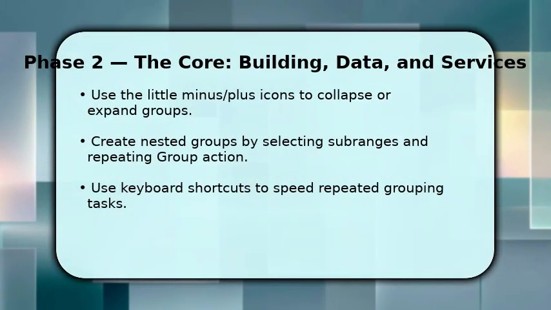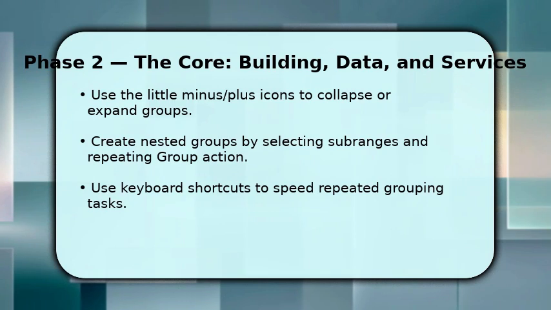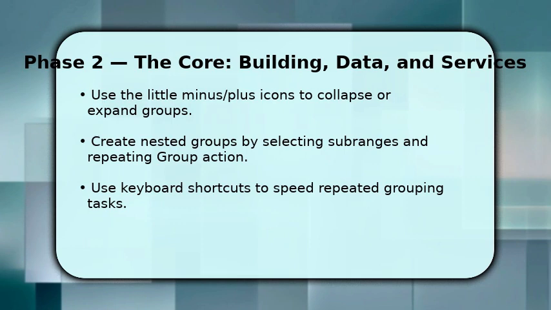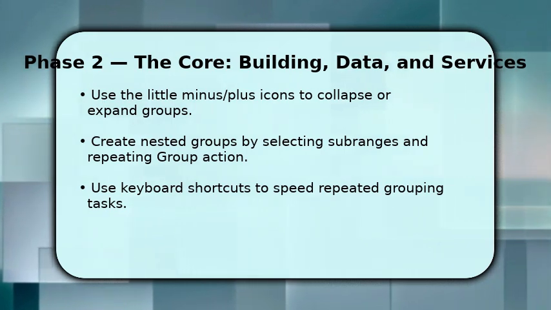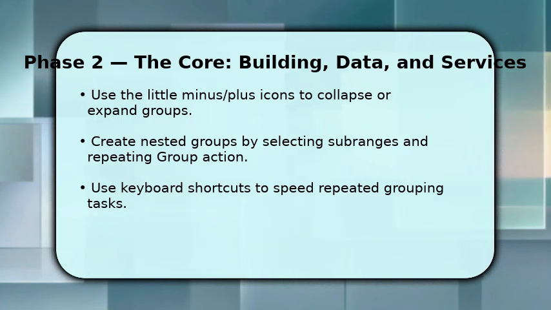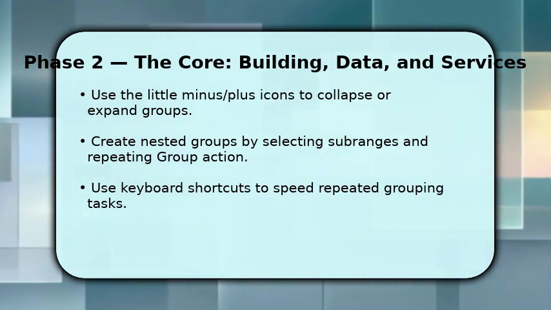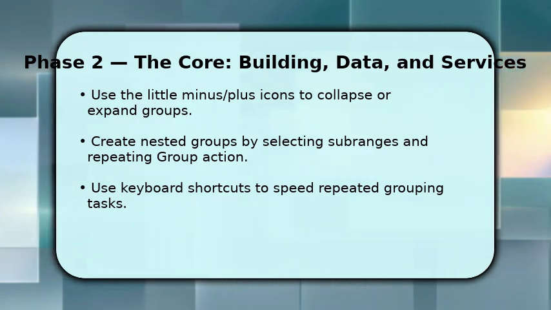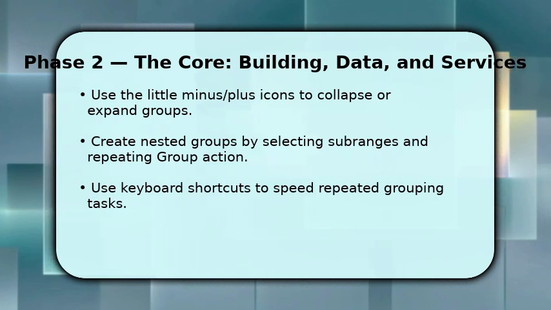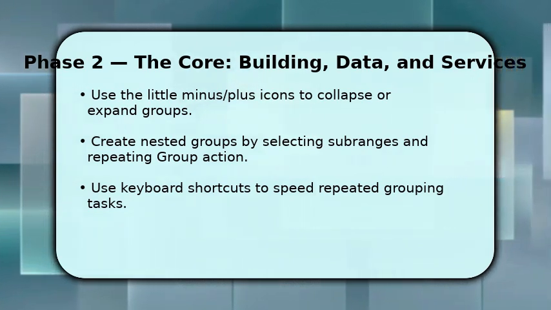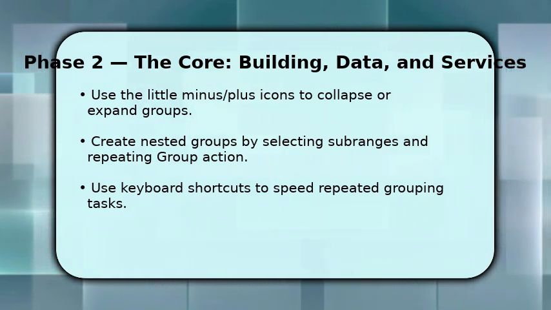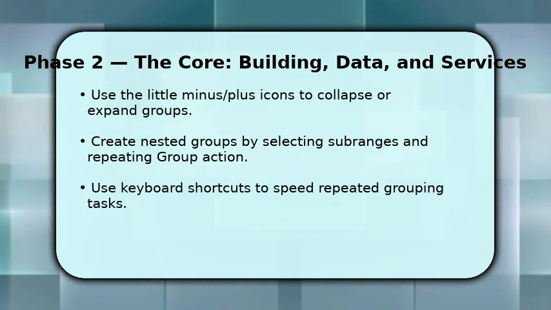Once the basic group exists, use the small minus icon to collapse and the plus to expand so you can view summaries quickly. If you need hierarchical organization, select a subrange inside an existing group and repeat the group command to create nested groups. This lets you drill into detail without clutter. You can also use keyboard shortcuts or the data menu repeatedly to speed bulk grouping. This middle phase refines navigation and improves readability for large datasets.